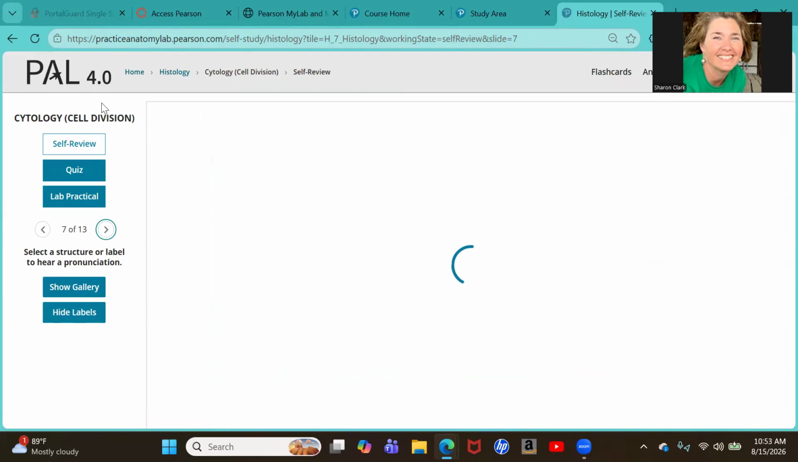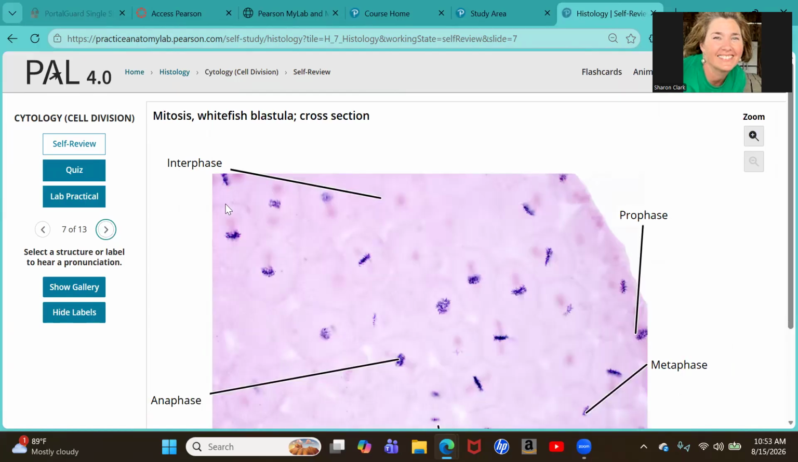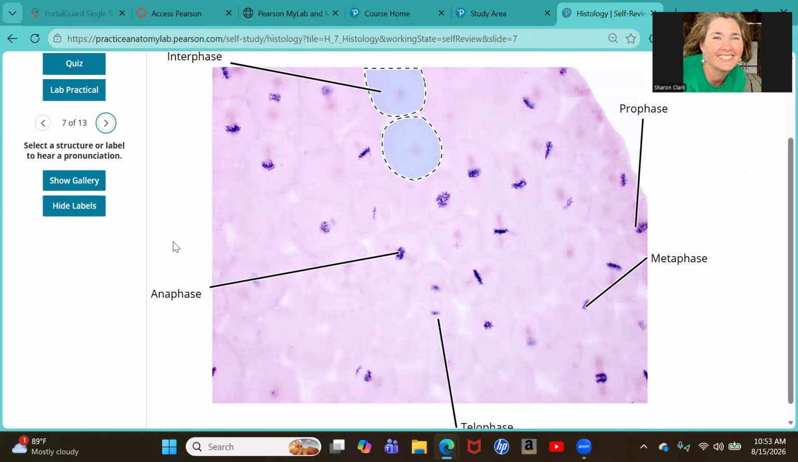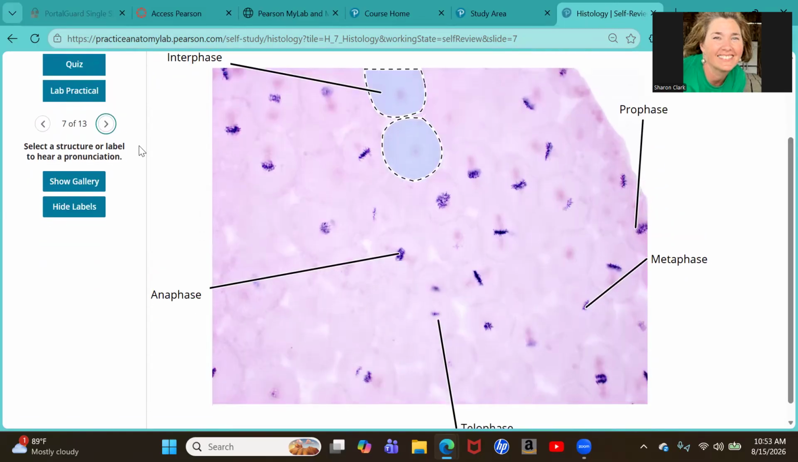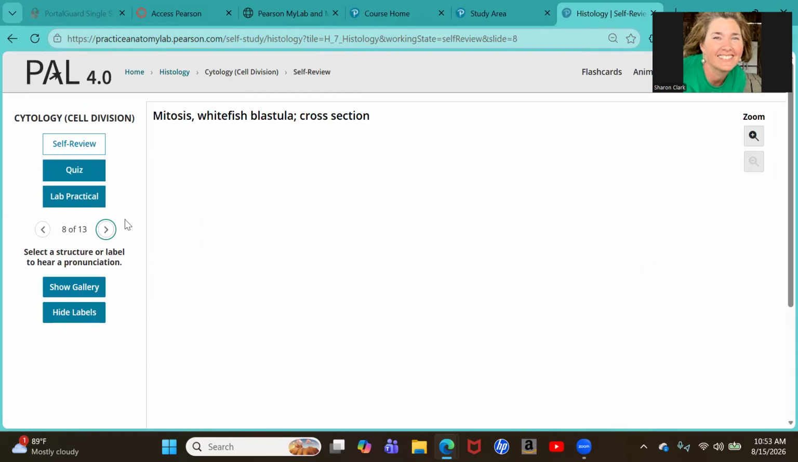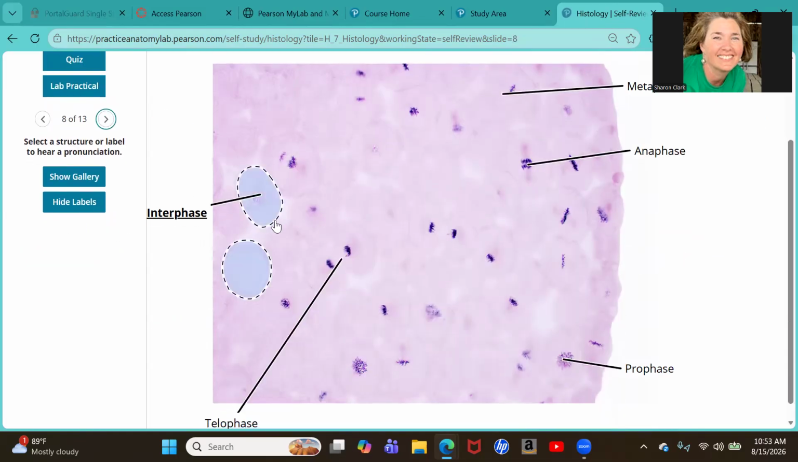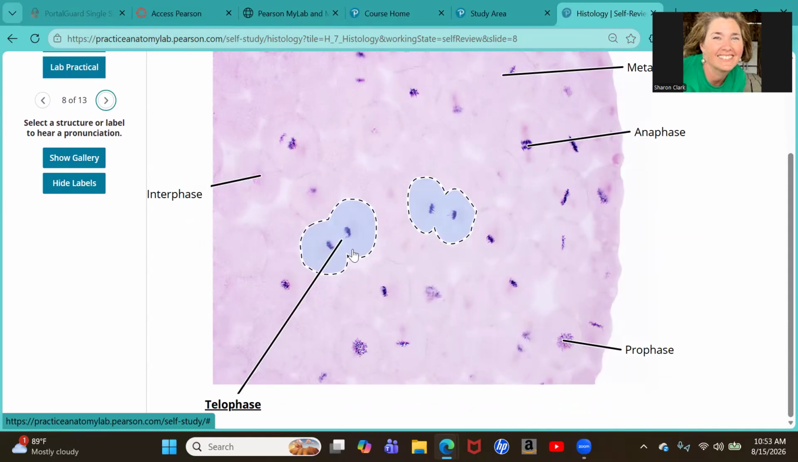So let's see if we can find. Oh, okay, yeah, and here is whitefish, an example of mitosis using whitefish blastulas. Okay, so in other words, it's simply the embryonic tissue of a whitefish. What are we looking for? Oh, cytokinesis. Cytokinesis, let's see. Oh, right here.